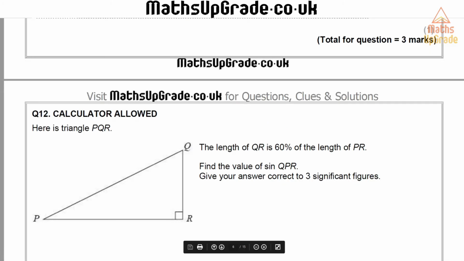Okay, question 12. So I've been given a triangle PQR. The length of QR is 60% the length of PR. And we have to find the value of sin QPR, so the value of the sin of this angle, correct to 3 significant figures.